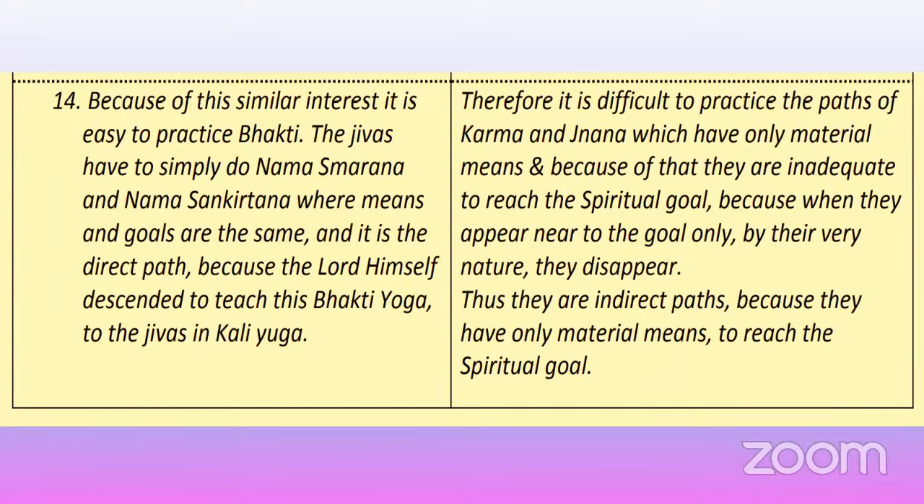Therefore, in this mixed bhakti or karma yoga, jnana yoga, ashtanga yoga, varnashrama, it is difficult to practice the paths of karma and jnana, which have only material means, and because of that, they are inadequate to reach the spiritual goal. Because when they appear near the goal only, by their very nature, they disappear. So, the spiritual things will just disappear when they see the material things.